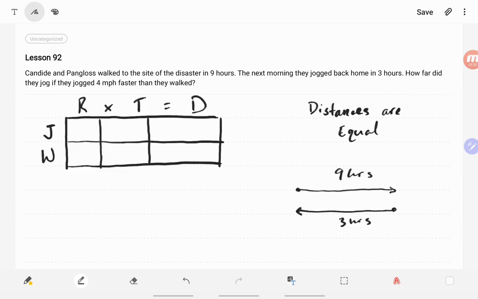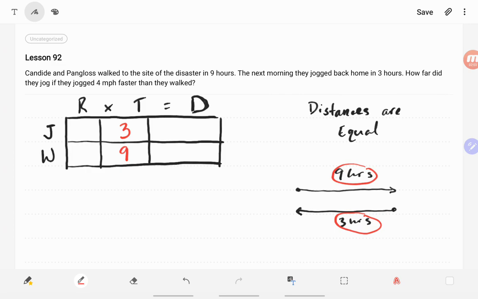So we know that distance is equal to rate times time. So let's fill in what we know. The time they spent jogging was 3 hours. And the time they spent walking was 9 hours, right? That's what was given to us here. We were told that it took them 9 hours to walk from wherever they were to the disaster, and then 3 hours to jog back.